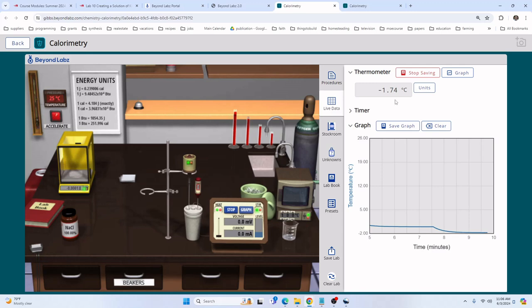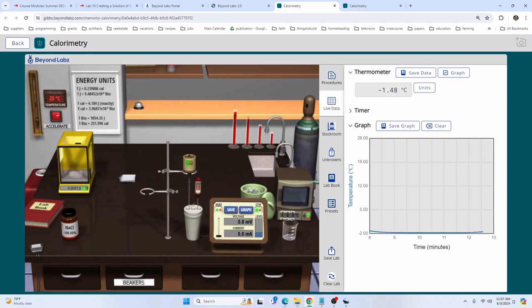So we're still decreasing. We're still decreasing. And I'm going to wait for it to stabilize or begin to increase. I think negative 1.74 is going to be our... All right, we're going back up now. So I'm going to go ahead and click stop saving, and that's the end of our lab experiment.